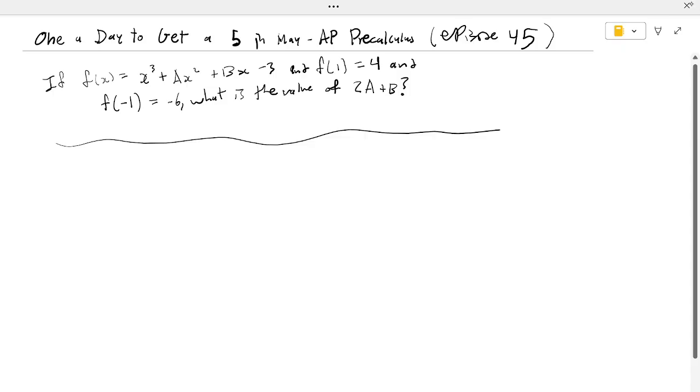This is episode 45, and today I have a problem that is from Unit 1. Alright, so if f of x is equal to x cubed plus ax squared plus bx minus 3, and f of 1 is equal to 4, and f of negative 1 is equal to negative 6, what is the value of 2a plus b?